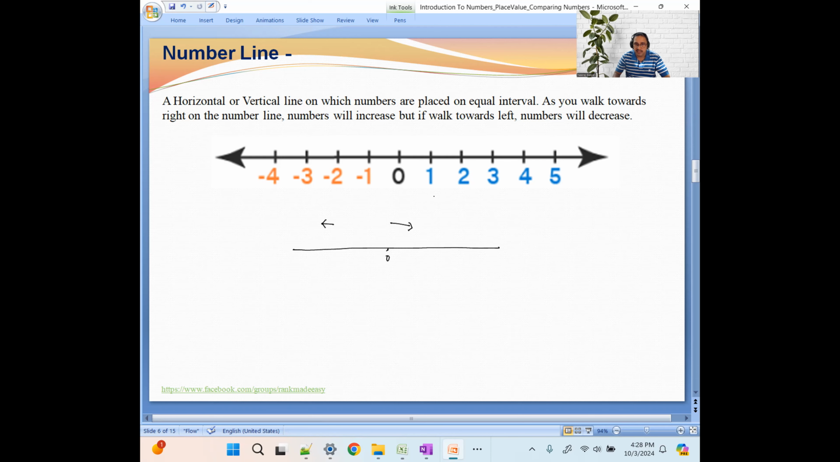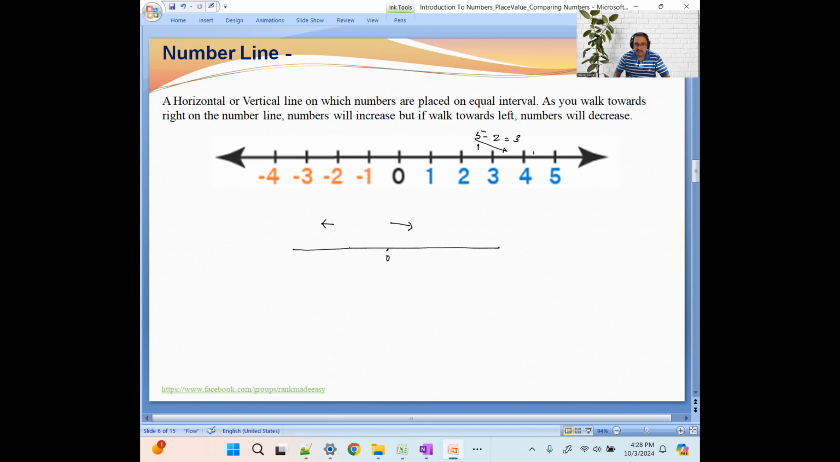And if you want to find out the difference between two numbers, let us say between 5 and 2, you have to count the gaps. In this image, if you want to find out 5 minus 2, you have to find the number of gaps between these two numbers. So there are three gaps. So 5 minus 2 is equal to 3, right?